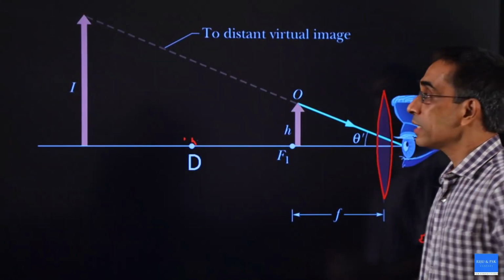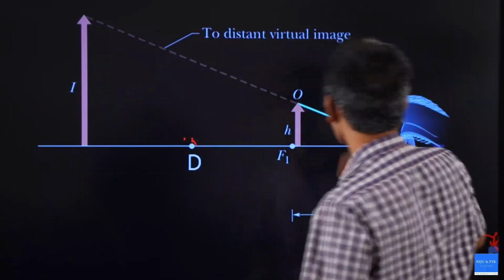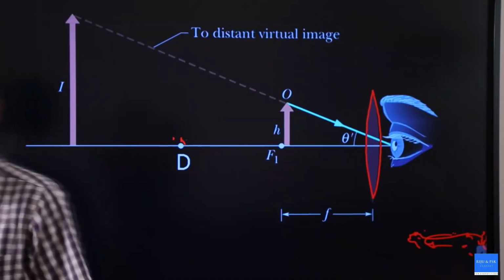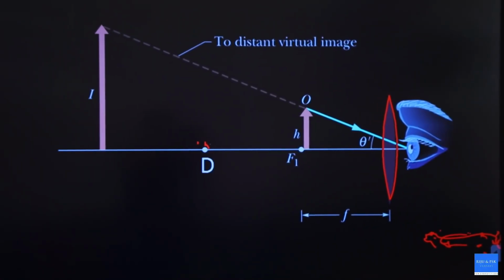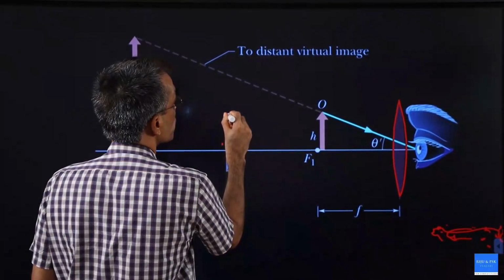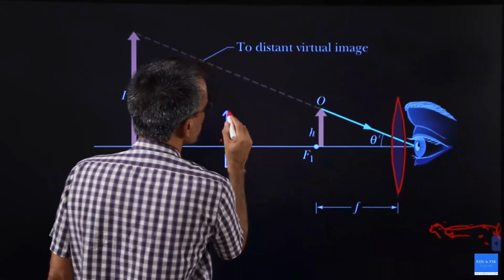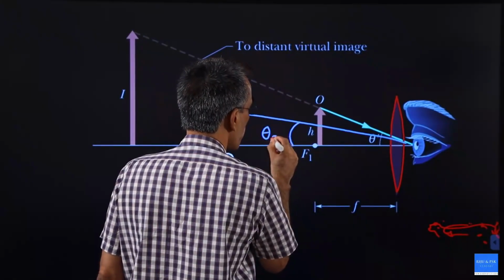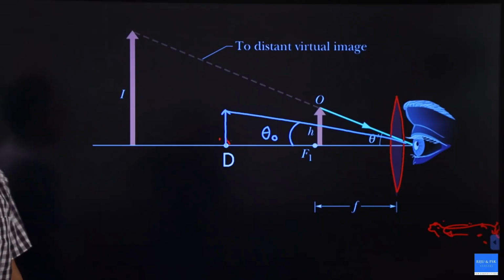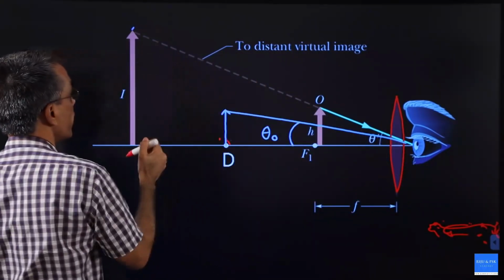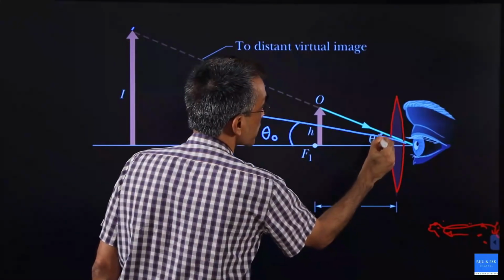What is the advantage? This image may have a larger angle than the object, and that can be seen from the diagram. I will show you, that is very clear. If this object were placed here at D, at the same height, then this would have created a smaller angle. See, this is theta of the object, but this lens will create an image on this side, and that is seen at this angle theta.